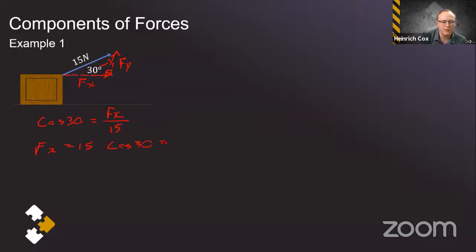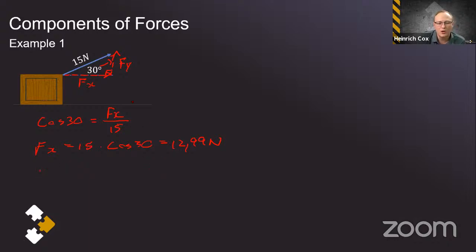And for the sake of completeness, let's grab our calculators, go 15 times cos 30, and we'll get an answer of 12.99, which will, yeah, actually, we've got to leave it as 12.99. How frustrating is that? Okay, so 12.99 for our X component.